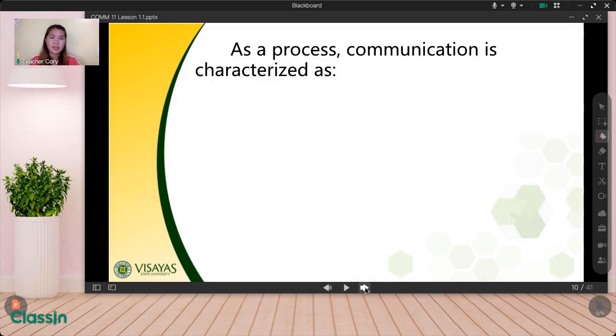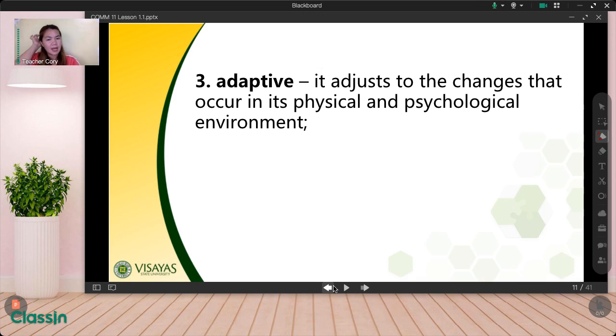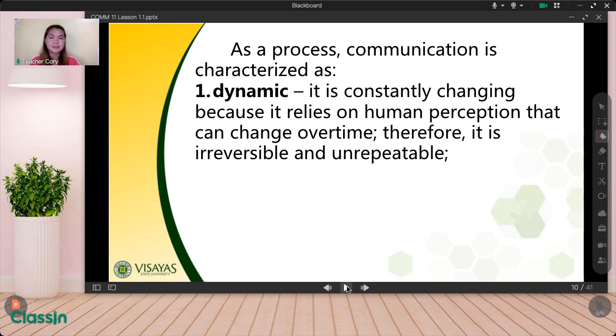As a process, communication is characterized as, first, dynamic. It constantly changes, just like how we are communicating now. How we are communicating now is different from how people communicated before. It relies on human perception that can change over time. It's also irreversible and unrepeatable. Once we already know how to judge, I don't know if we can still unlearn that, because it already exists in the system.